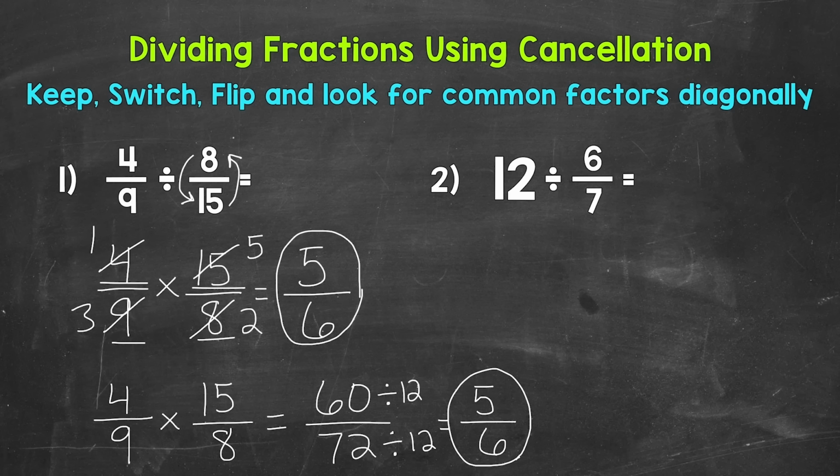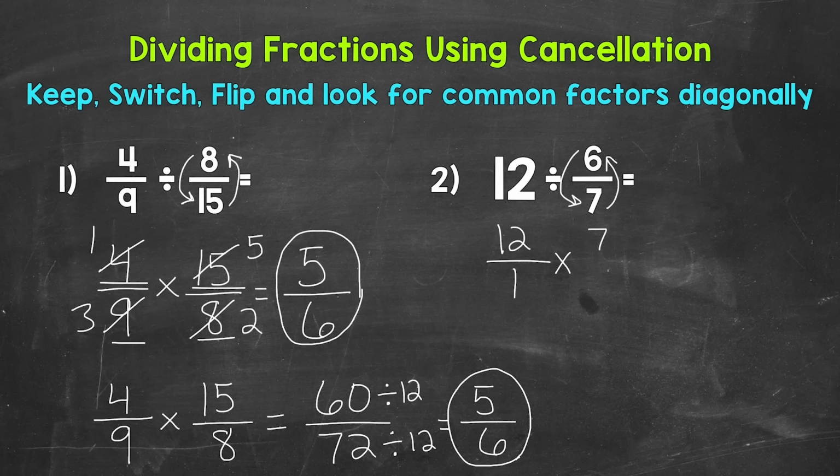Now, do we have to use cancellation? No, but it's a good strategy to be familiar with and use when possible. It can be helpful. Let's move on to number 2, where we have 12 divided by 6/7. Let's keep, switch, flip. So keep 12, and I'm going to write it in fractional form. That way we have a numerator and a denominator, and we can multiply straight across. Remember, we can rewrite any whole number in fractional form by putting it over 1. Then we can switch to multiplication and flip.